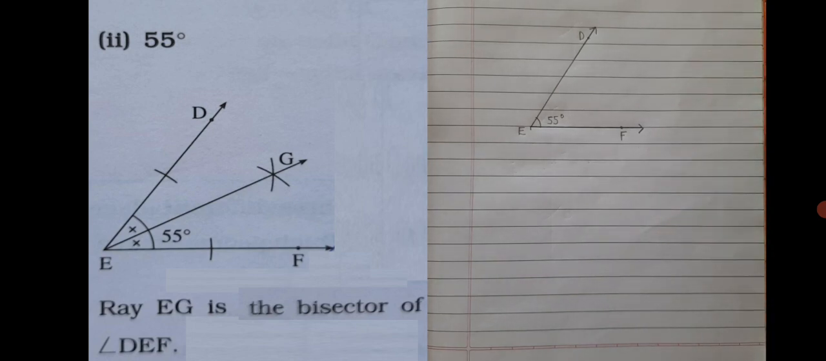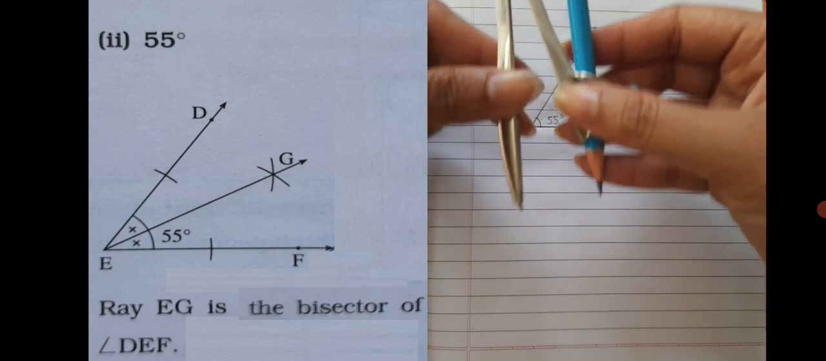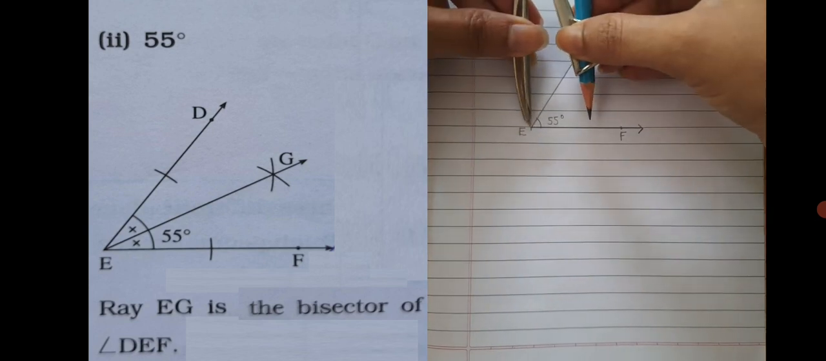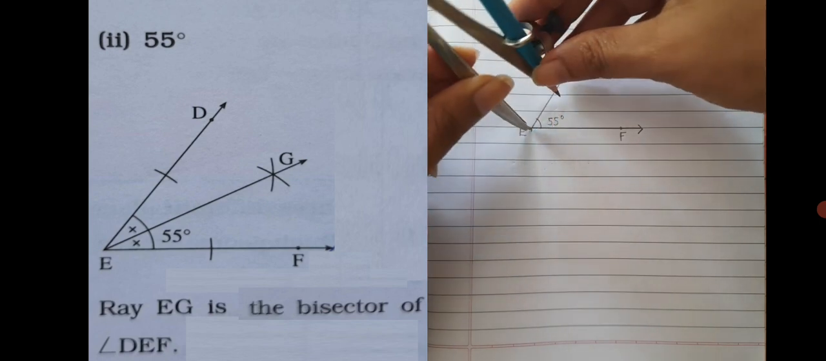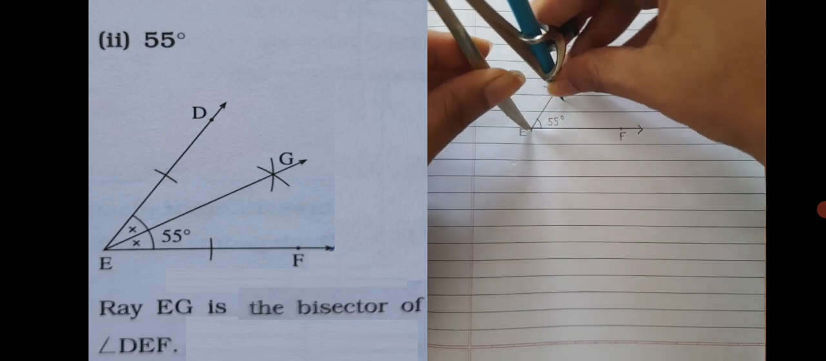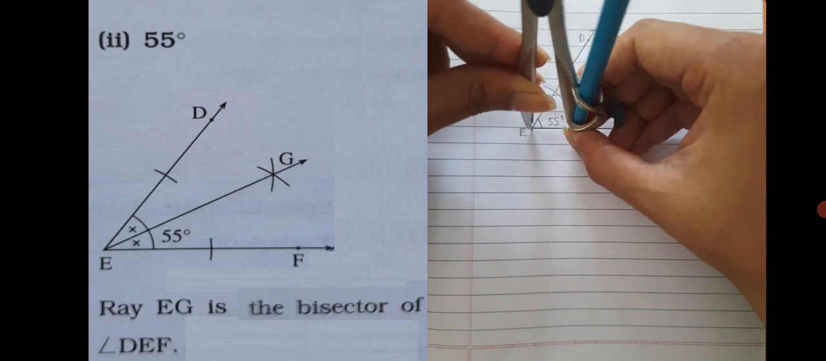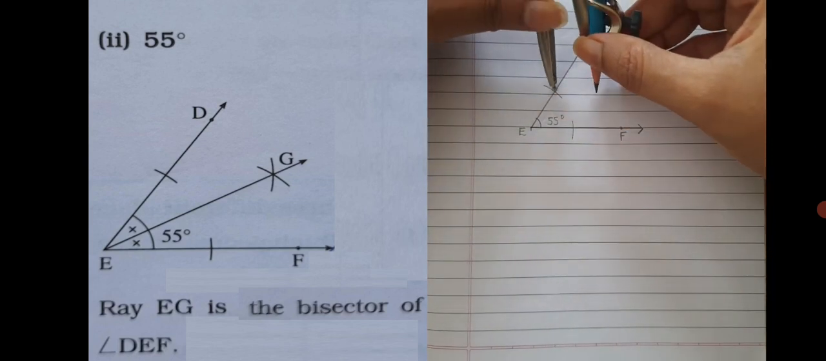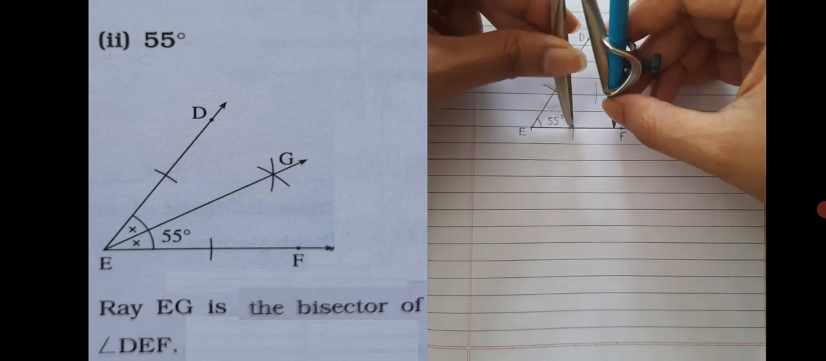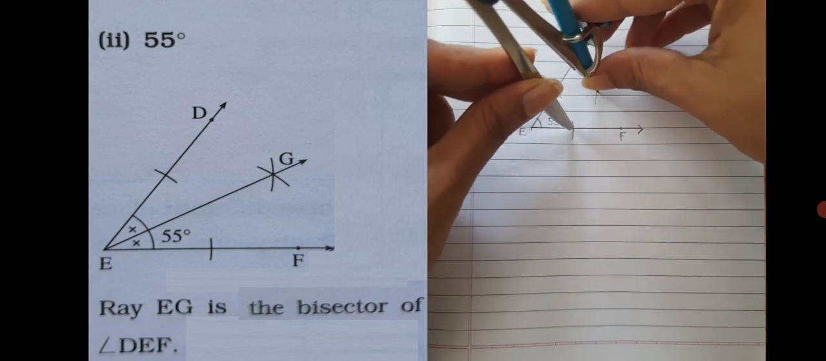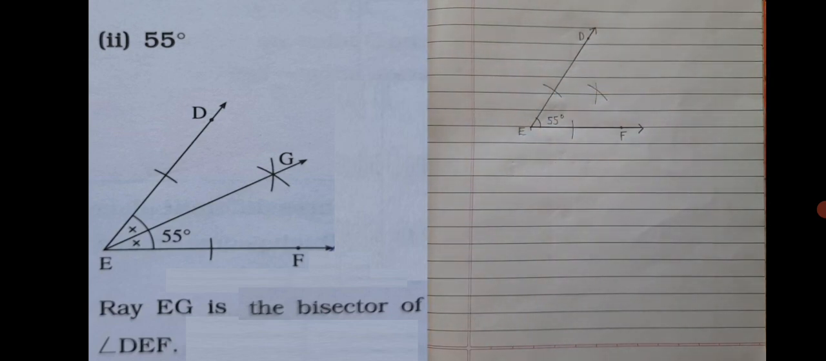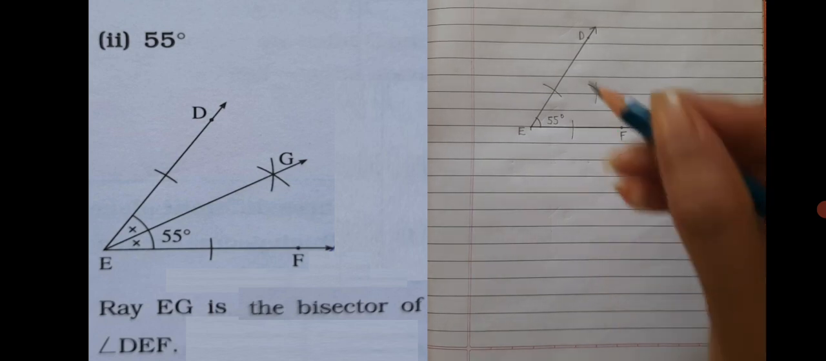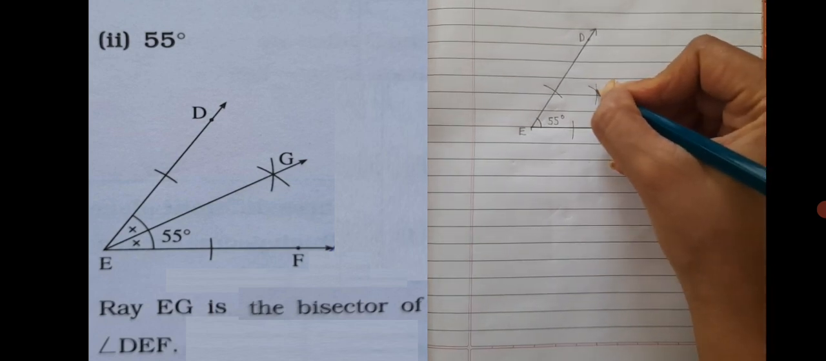With the help of compass, let's bisect this angle. Keeping the pointer at E, we will cut two arcs on each of the arms of angle DEF. So two arcs are marked on each arm. From each arm, now in the interior of the angle, we are going to mark two arcs so that they intersect each other and we get a point. That point we will name as point G, which is the point of intersection of the two arcs.